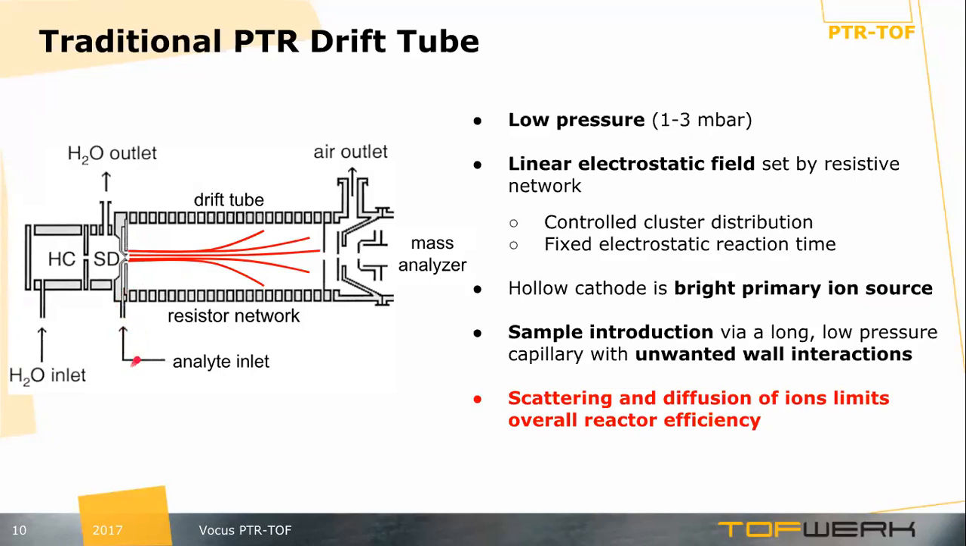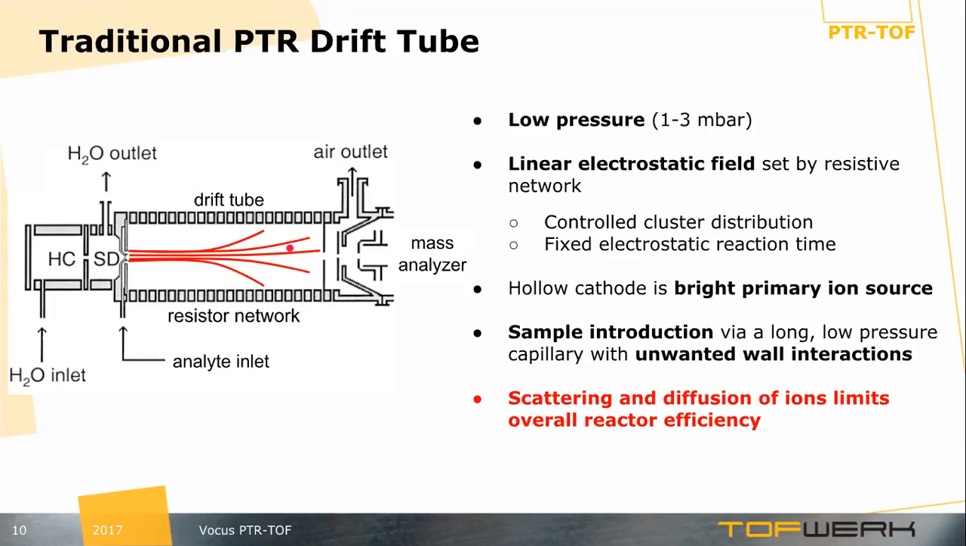Your analyte inlet comes in from the side, and here they mix and are accelerated this way. The way they're accelerated is by an electric field. The drift tube is constructed of a series of metal rings separated by isolators and connected by resistors, so that we can generate a linear electric field along the length of the reactor. This electric field in the axial direction, along the length of the reactor, is how we control the cluster distribution of the primary ions, so how much water is attached to your hydronium ions. And this is basically the main control knob over a PTRMS in terms of what it will ionize and how sensitively it will do that.